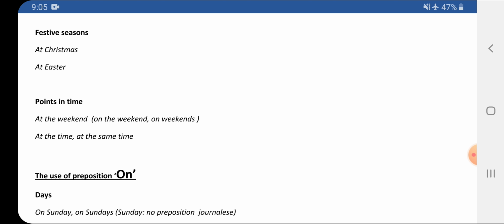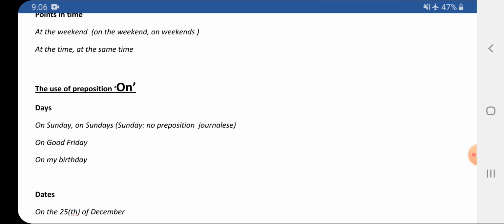We use at the time, at the same time. These are the two phrases you might have seen in many of the texts that you've read, the novels that you've read, or the chapters you've read. So with points of time, like at the weekend, at the same time, at that time, or at the time, we can use the preposition at. Try to go very, very slow with these prepositions.